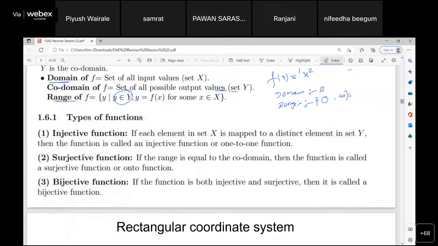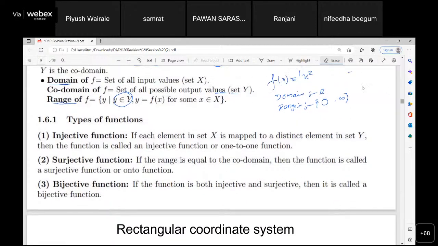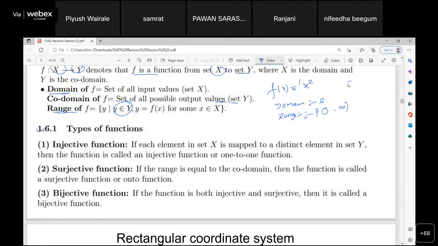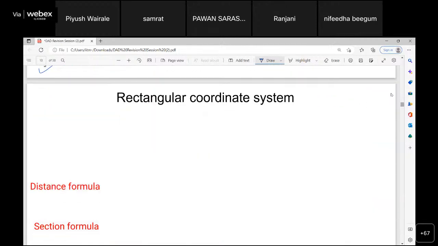So the types of function. There is injective function, surjective function, bijective function. Just go through the definition. If each element in X is mapped to a distinct element in Y, then we can say it is injective function. Surjective function basically if the range is equal to codomain, then we can say the function is surjective function or onto function. And bijective function basically if the function is both injective and surjective, it is called bijective function. So just remember this definition. So that's from set 1.